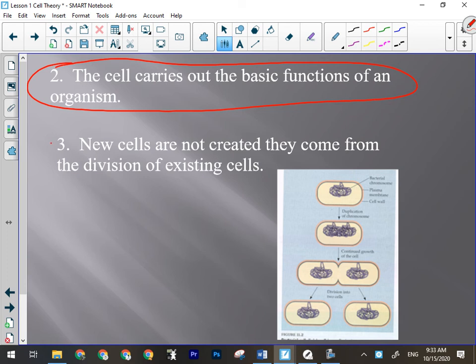And the last point of the cell theory, new cells are not created. There's no factory in your body producing more and more cells. Cells come from the division of existing cells. So even in a place like your bone marrow, where we often say cells are produced, they're really just produced from cells that are in your bone marrow dividing. So your cells divide to produce new cells.